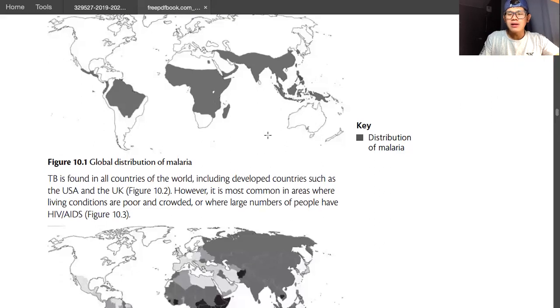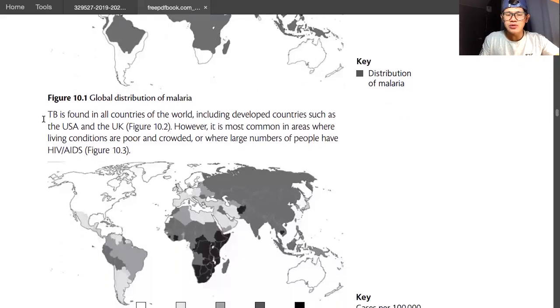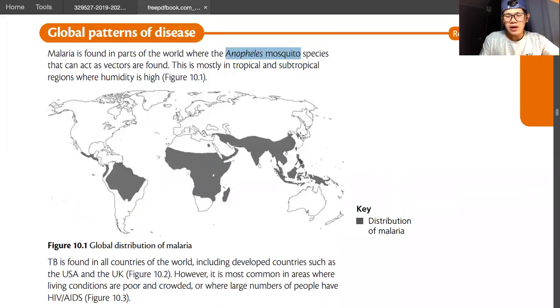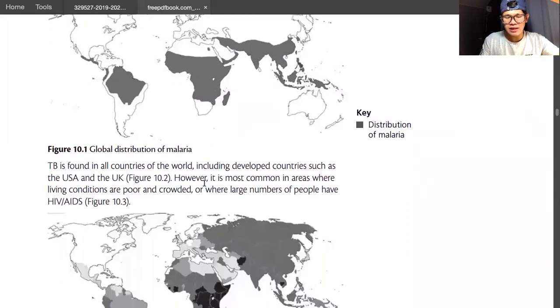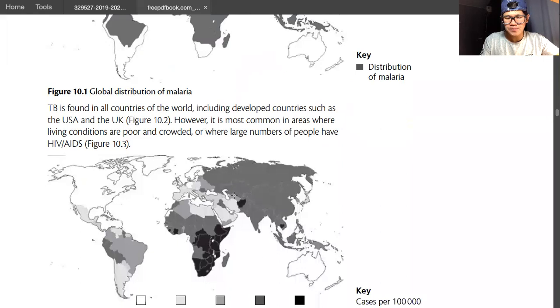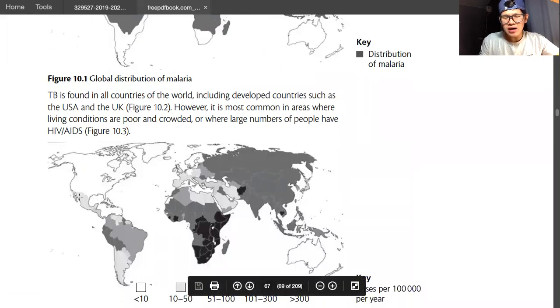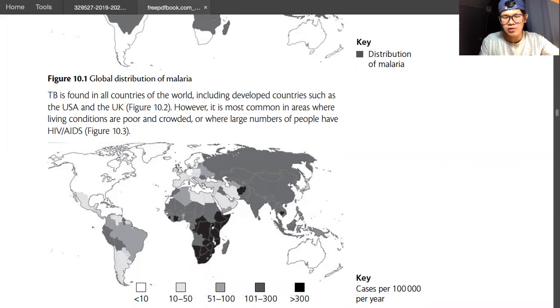Okay, and the next thing is also the distribution of TB. So here, as you can see, malaria infections are mostly in hot countries. But if you look at TB, it is not necessarily in hot countries. If you look, Russia has it too, China has it, and in some parts of the UK.